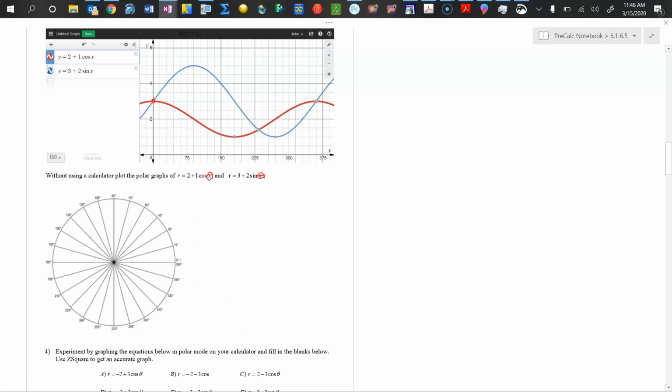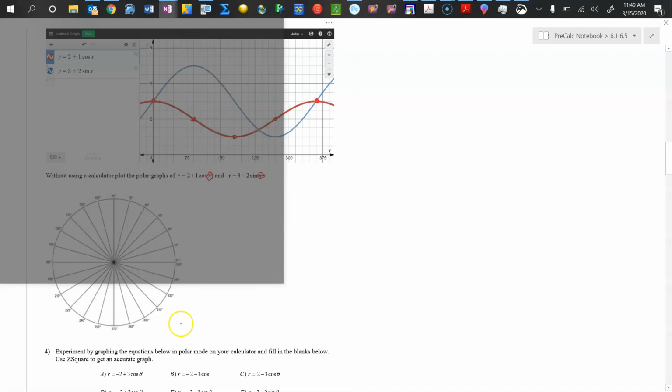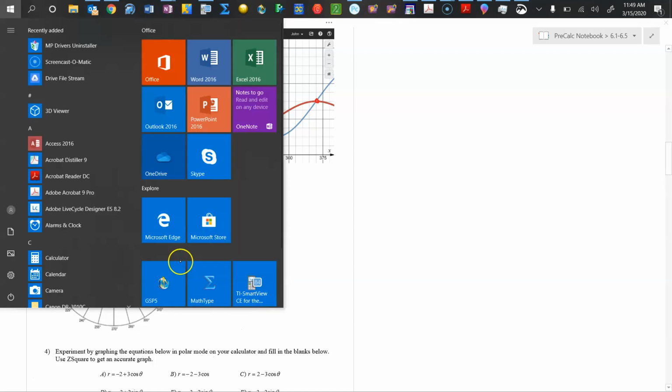So just like we always have, we're going to plot critical values. At 0 degrees, 2 plus 1 cosine theta is equal to 3. At 90 degrees, it is equal to 2. At 180 degrees, it's equal to 1. At 270 degrees, it's equal to 2. And at 360 degrees, it's equal to 3. Since we are going to be using our polar graph to graph both functions, and I see that the other function, 3 plus 2 sine x, has a maximum of 5, we're going to treat the perimeter of the polar coordinate system as 5 units away from the pole.